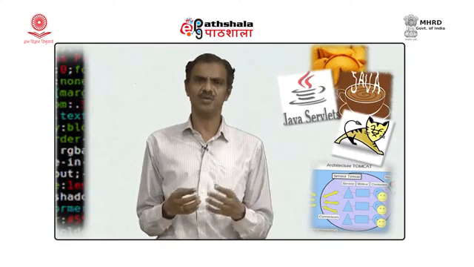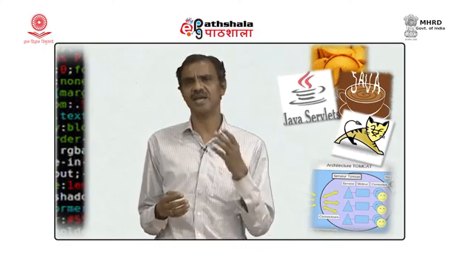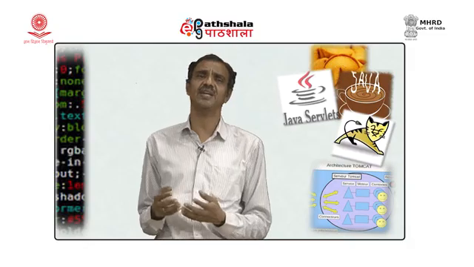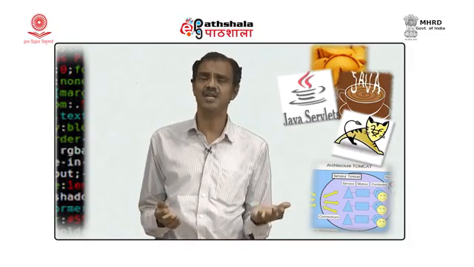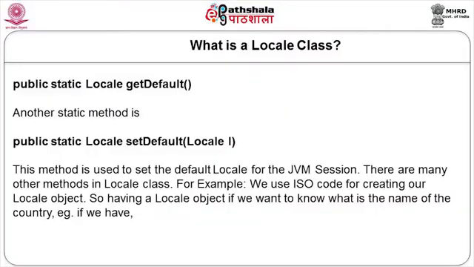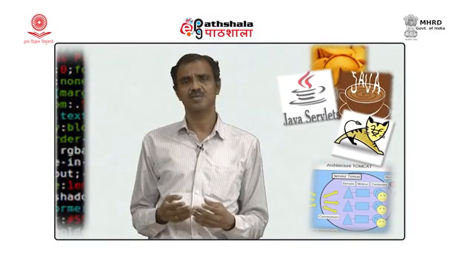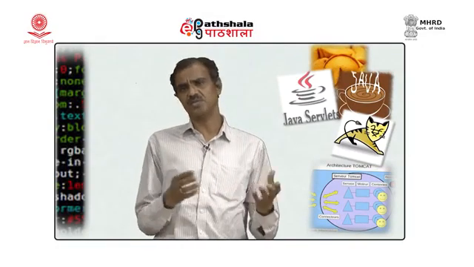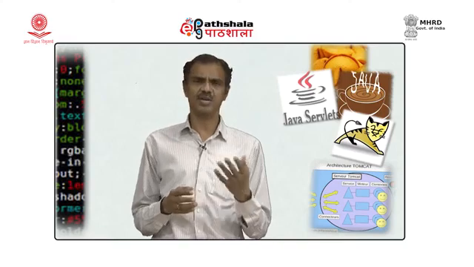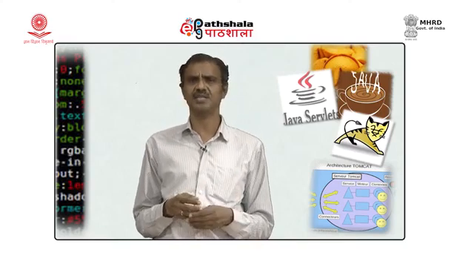So, we have this class called Locale, and it has a static method called getDefault, which gives you the default locale. You also have a setter method, another static method called setLocale, by which you can set what should be the default for this JVM session. That is one thing. There are many interesting methods here even in the Locale class.